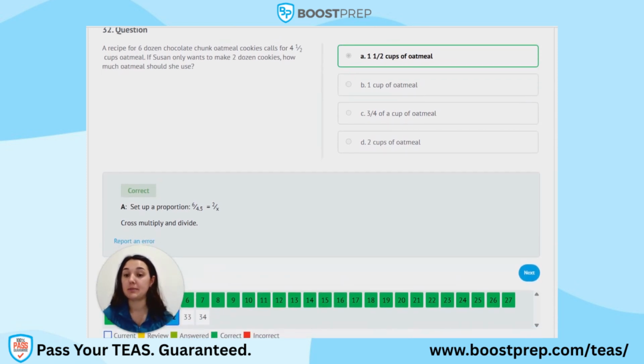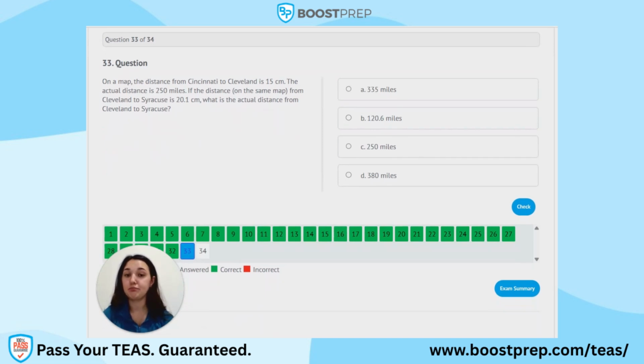In this question, you need to set up a proportion. So it would be 6 over 4.5 equals 2 over x. You then want to cross multiply, which gives you 2 times 4.5 and 6x. 2 times 4.5 is 9 equals 6x. Divide both sides by 6. That gives you x equals 1.5.